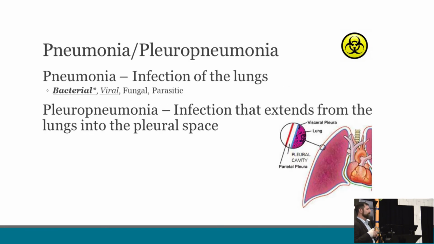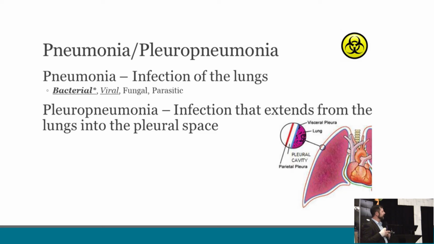Moving on to pneumonia and pleural pneumonia. So we're now moving from contagious infections to an infection that is not contagious, okay? So basically when we're saying pneumonia, we mean an infection of the lungs. We can have bacterial, viral, fungal, or parasitic infection of the lungs, but in most cases, what we're talking about, or the most clinically significant, are bacterial infections of the lungs.